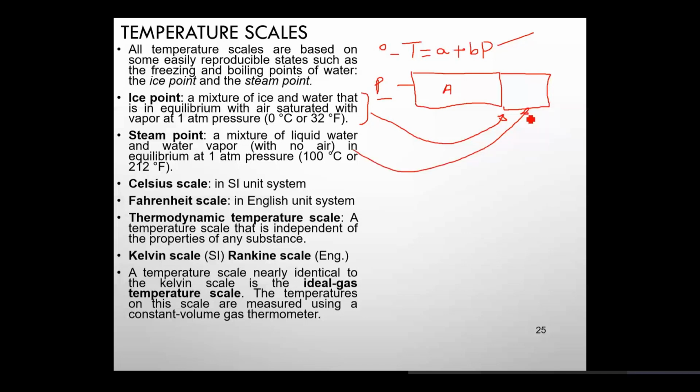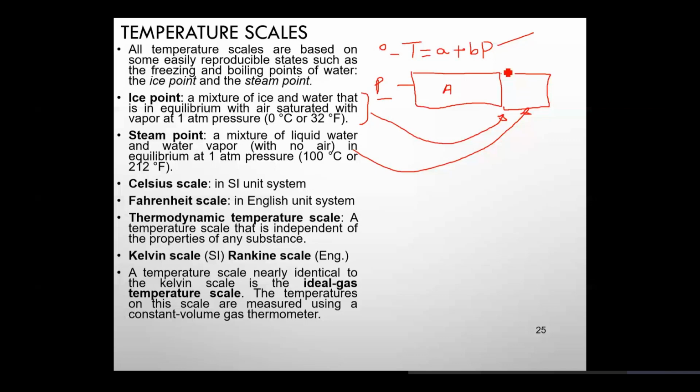Similarly, if I remove this container and somehow bring another container having a mixture of steam point, would the pressure be different or same? I'll have another pressure value, and I'll assign the temperature for that pressure to be 100 degrees. So now I have two pressure values and two temperature values with me. Clear enough?